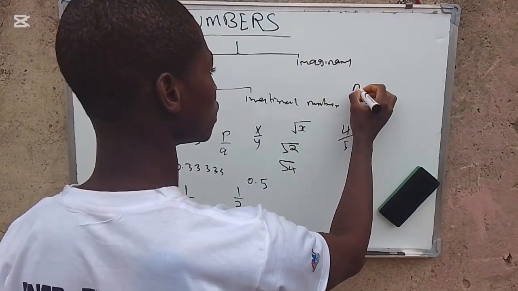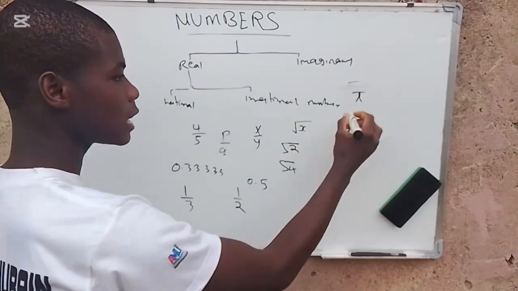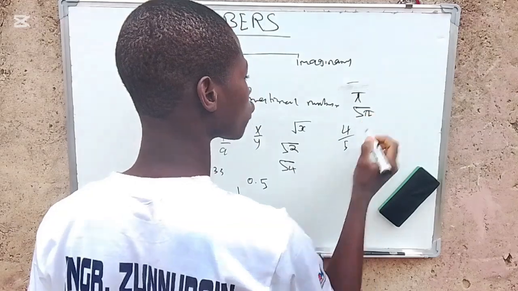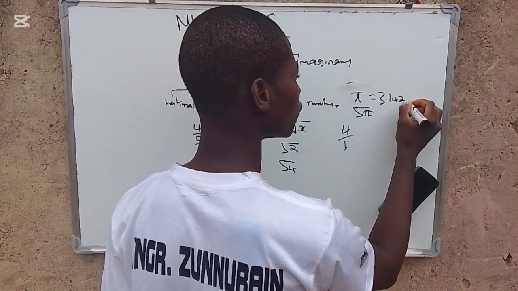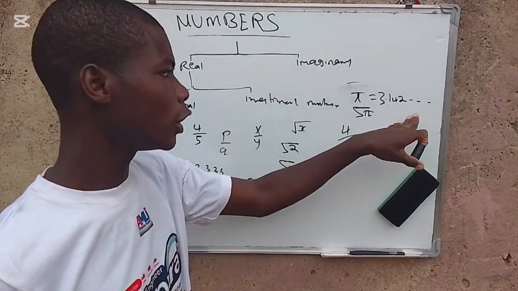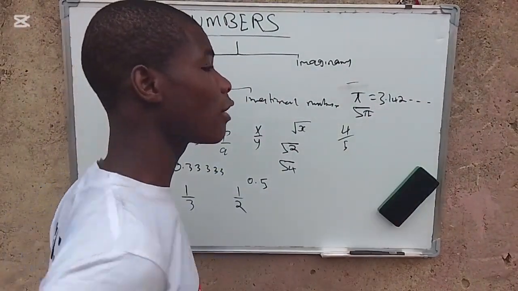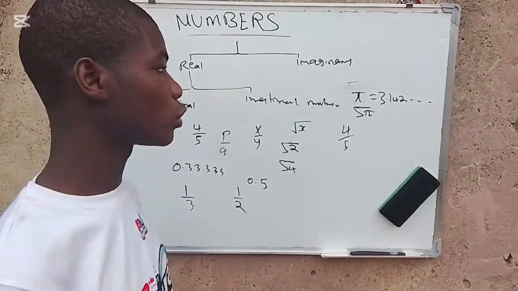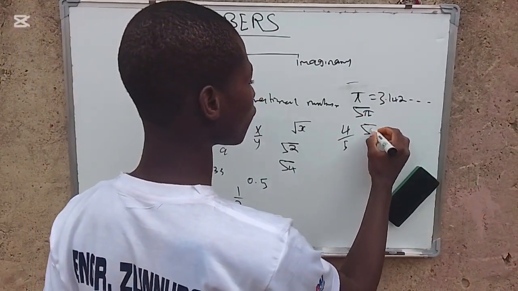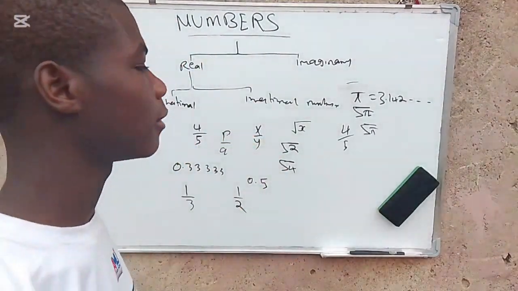What of pi? If we take the value of pi, let's say, the square root of 5. The square root of 5 is an irrational number, because pi is the same thing as 3.142, and if you press your calculator and see, the numbers are not repeating themselves. There are different numbers. So therefore, the square root of pi is also an irrational number.